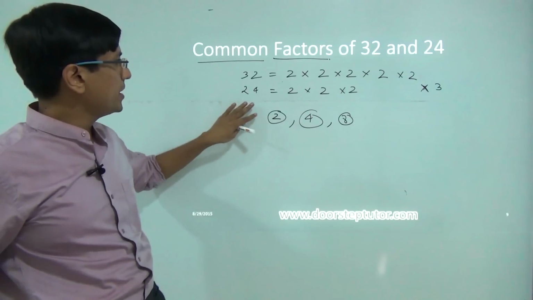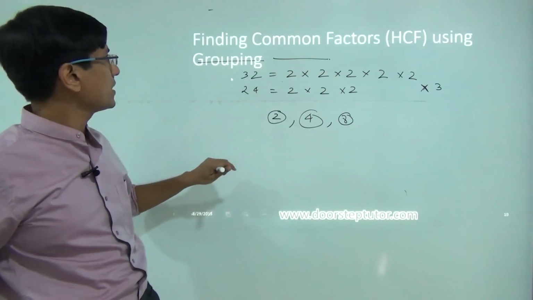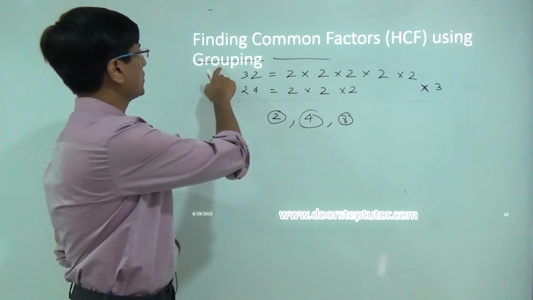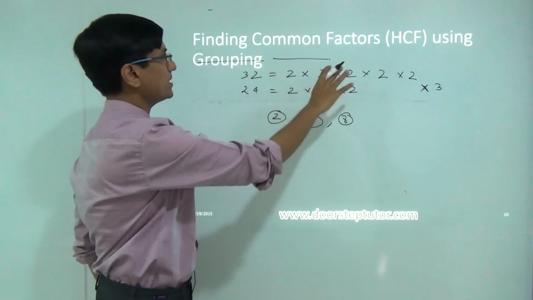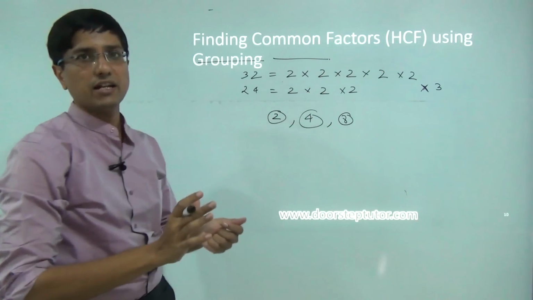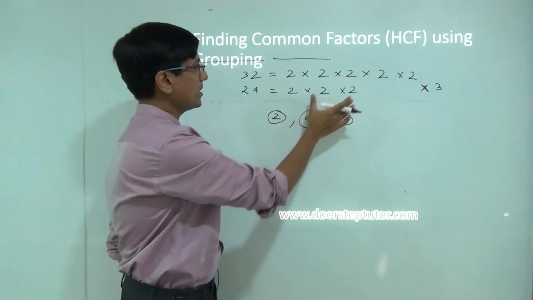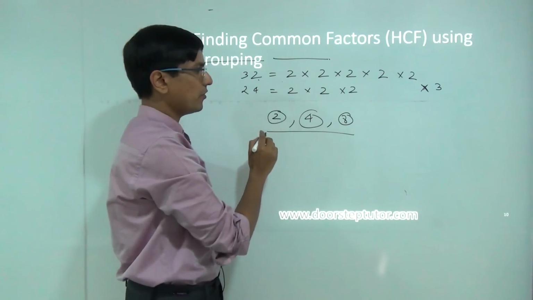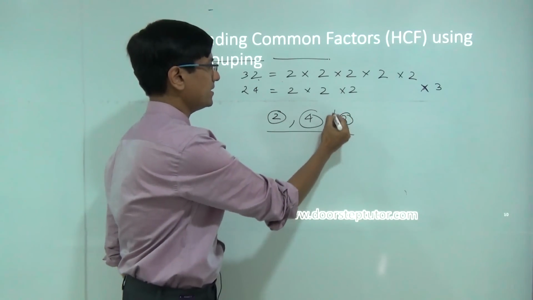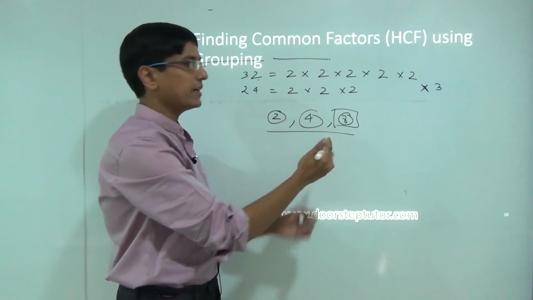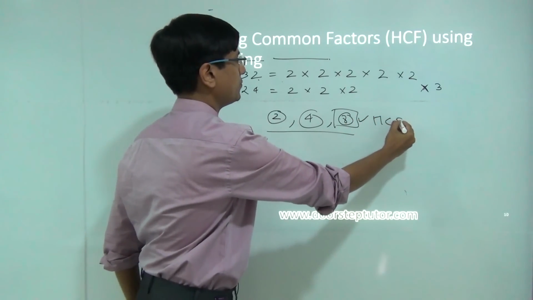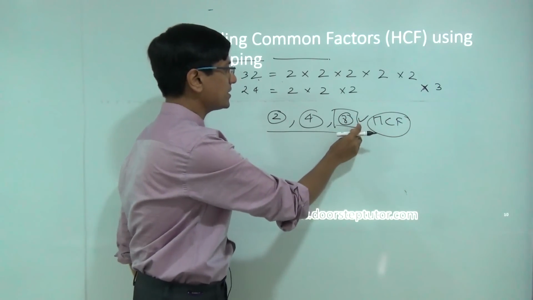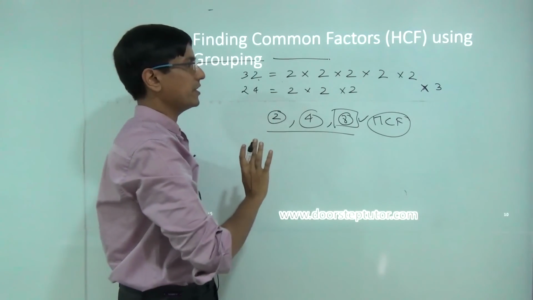Now from here, understanding HCF is trivial. If you look closely, the highest number out of all these numbers which can divide both 32 and 24, the biggest number is 8. So I can quickly say that 8 would be the HCF. It's very natural. It is the highest common factor. It is the biggest number which can divide both 32 and 24.